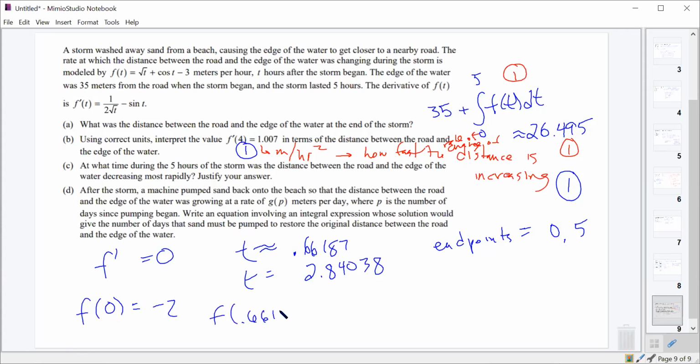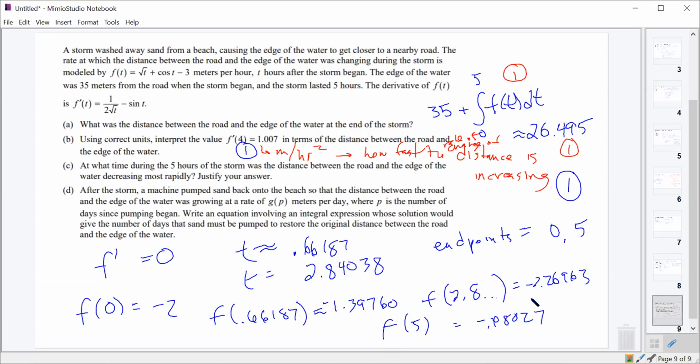And then the rest of them you'll probably use a calculator for. So f of 0.66187 was -1.39760. f of 2.84038 is -2.26963. And f of 5 was -0.48027. And so we just want the one that is the largest negative value, or which the absolute value of it is the largest, and that would be at t equals 2.84038. Everybody good with that? 1 point for setting f prime equal to 0, 1 point for the answer and 1 point for the justification, which is all of these other things came out to be a faster rate than the one at 2.84038.